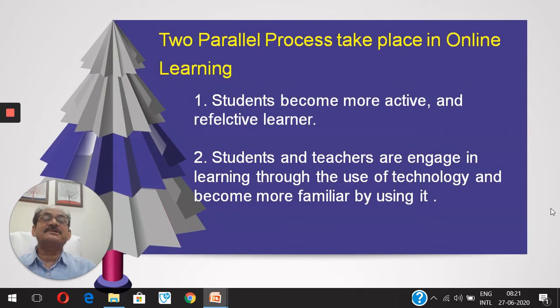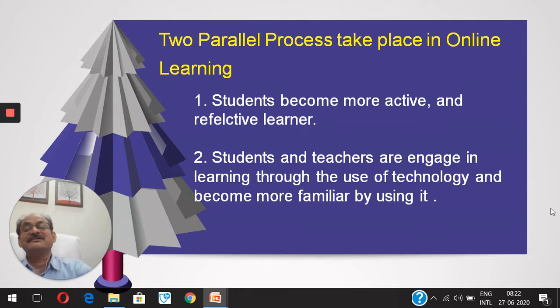Two parallel processes take place in online learning. Number one, the student becomes a more active and more reflective learner. See here, due to this online process, the student becomes a more active and reflective learner. Similarly, student and teacher are engaged in learning through the use of technology and become more familiar with it.